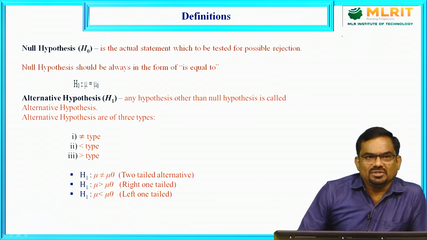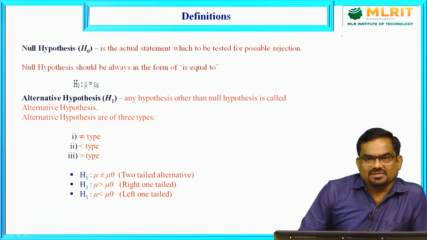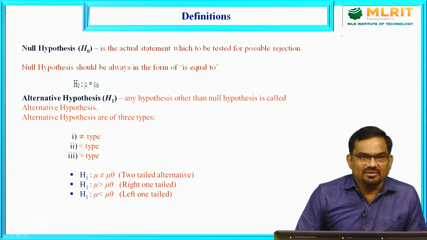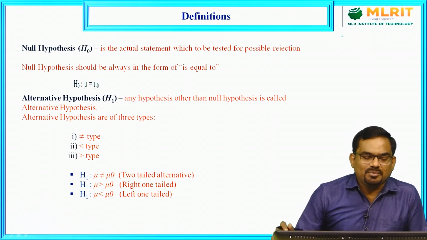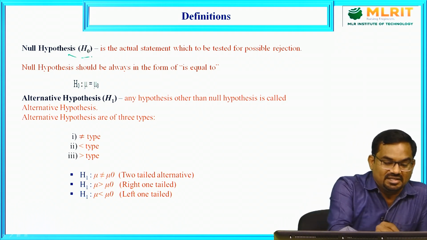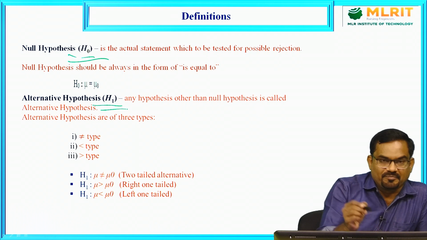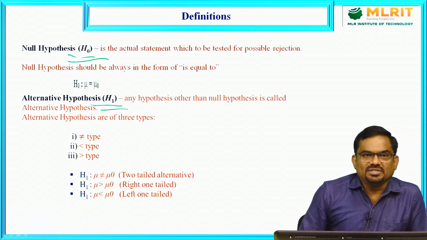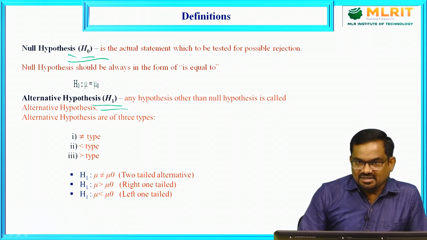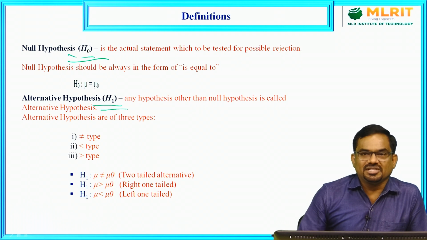And in hypothesis, there are two types of hypothesis. The first one is null hypothesis and the second is alternative hypothesis. The null hypothesis is denoted by H0 and the alternative hypothesis is denoted by H1. A null hypothesis is the actual statement which is to be tested for possible rejection. That means the actual statement which is to be tested is called null hypothesis.